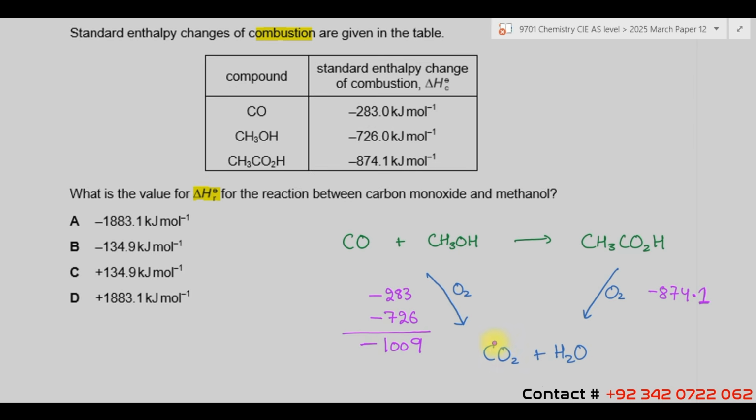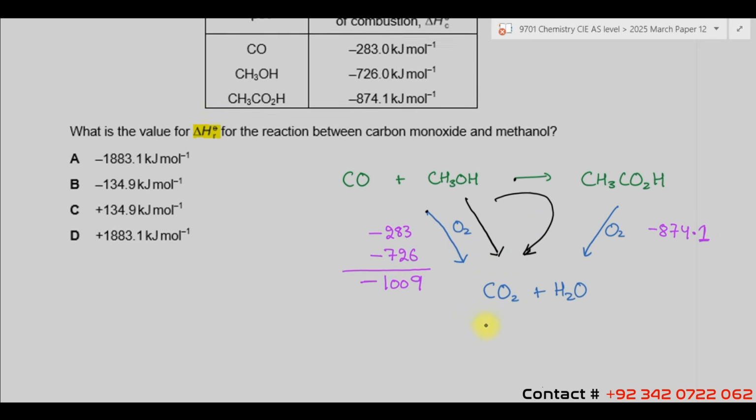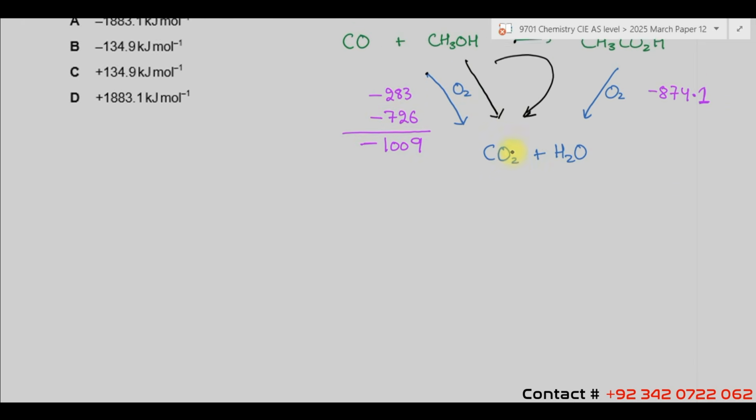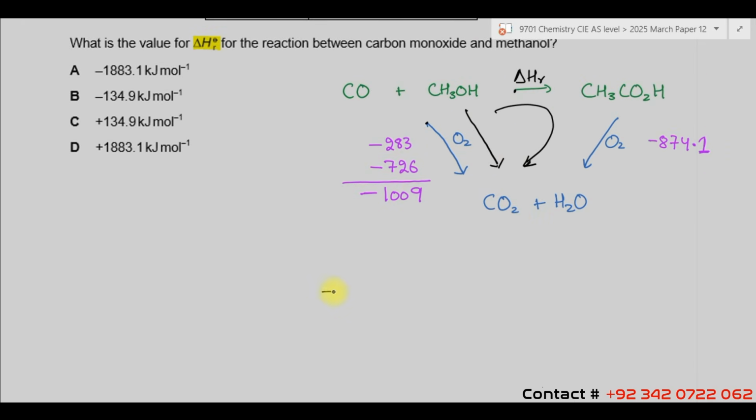Okay, now let's draw the arrows. We have 2 tails starting from this point, so this is the starting point. 2 heads pointing this direction, so this is the end point. So we have the direct route and the indirect route. This will be delta HR. In the direct route we have minus 1009. It is equal to the sum of the indirect routes, so delta HR and this one.